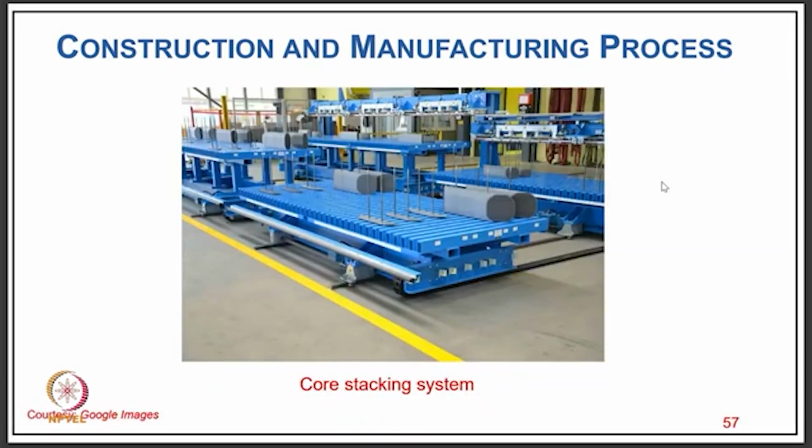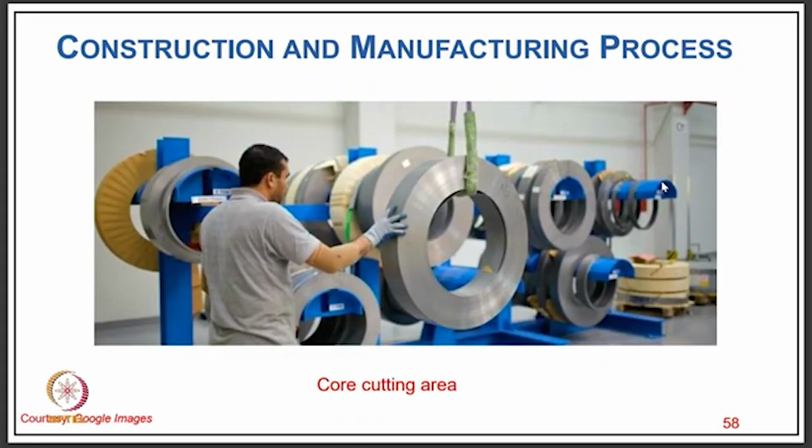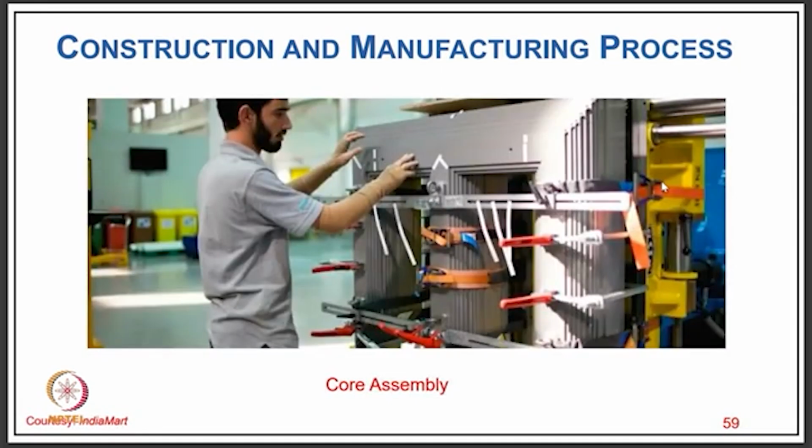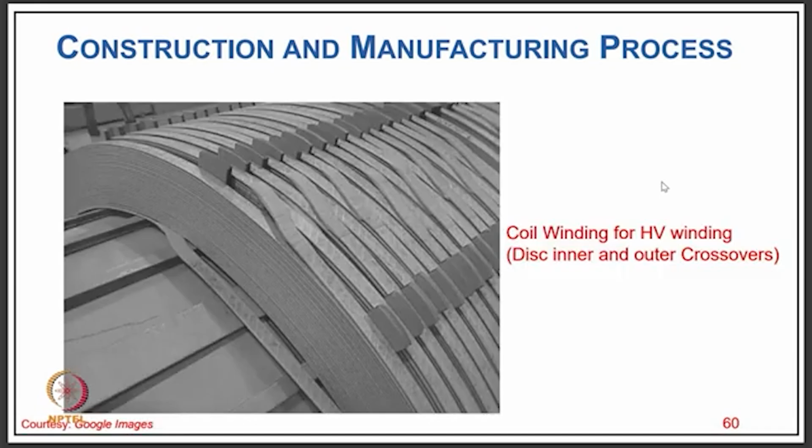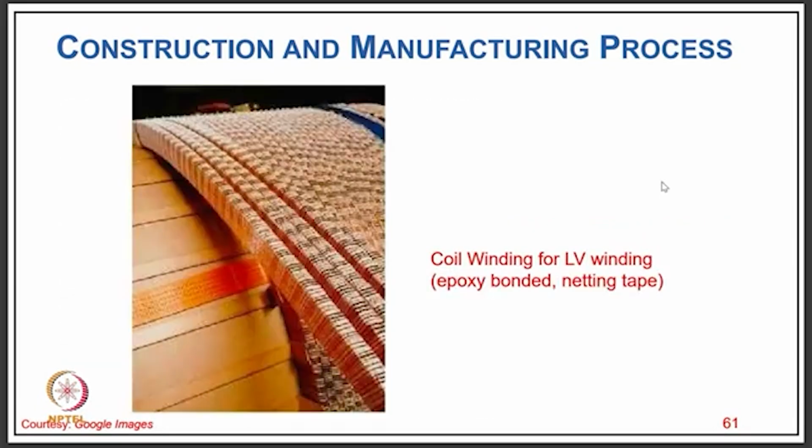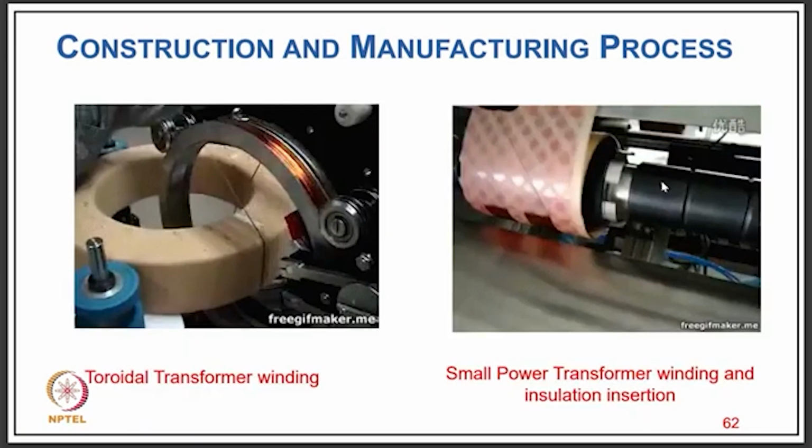These are the steps: the core stacking system of the transformer, then the core cutting area, then the core assembly, then the coil winding of the high voltage winding, like a disc in the outer cross section, and the coil winding for the LV winding with epoxy bonded and netting tape.